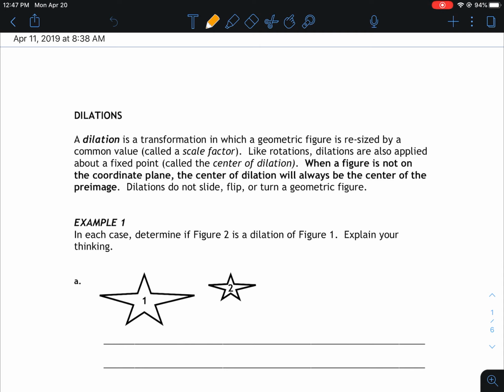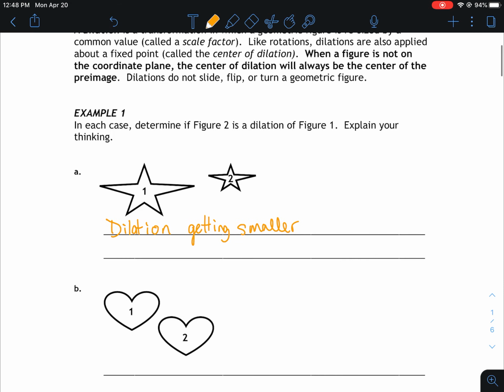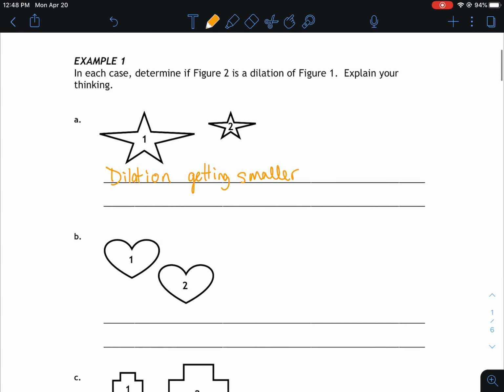The scale factor will tell you whether it's getting bigger or smaller. If the scale factor is a whole number, that means it's getting bigger. If it is a fraction less than 1, then that is going to mean that it is getting smaller. For example, number 1, letter A, if you look at it, is the exact same shape. The size is different. So from image 1 to image 2, this would be a dilation. And it is getting smaller. Now, I don't know what the actual scale factor is because I don't know the original size compared to the new size, but it looks about half the size, maybe even a third of that size.